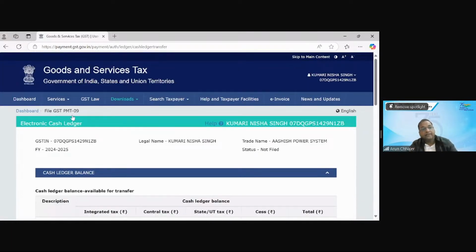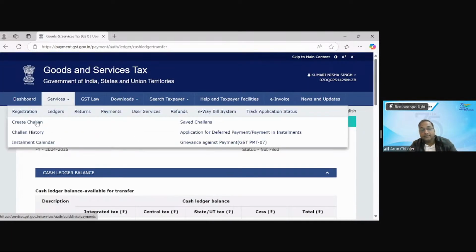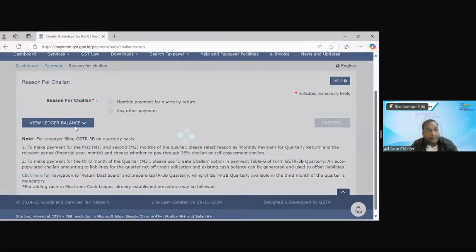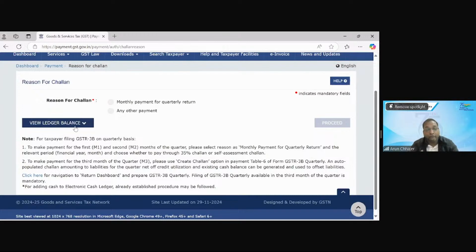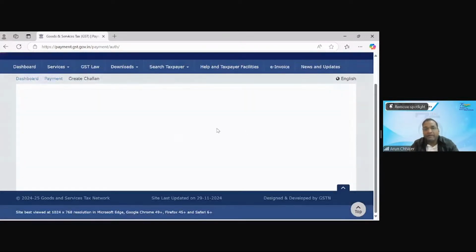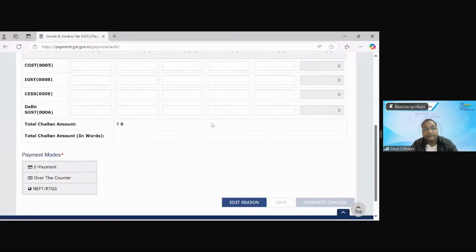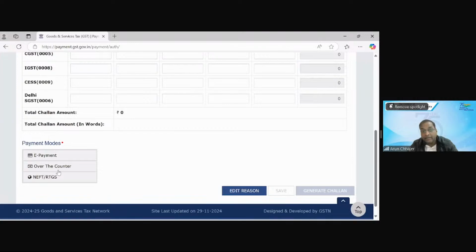And the last part, the cash, the payment: how to make the payment. There is a concept of QRMP other than QRMP, which we will discuss in the written chapter. But right now I am only talking about payment. Whenever you are making the payment, like how much CGST, how much tax, how much interest, penalty, etc., you can make the payment by e-payment, OTC, over the counter, up to 10,000 rupees, NEFT, RTGS.